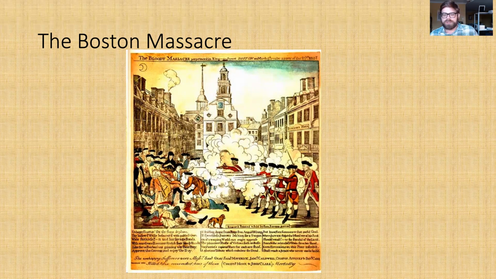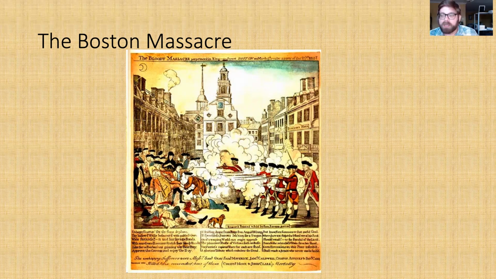The British soldiers, who are heavily armed, panic. One of the soldiers fires, probably without an order from an officer. The other soldiers open fire into the crowd, and a few Bostonians are killed. The British kill them.